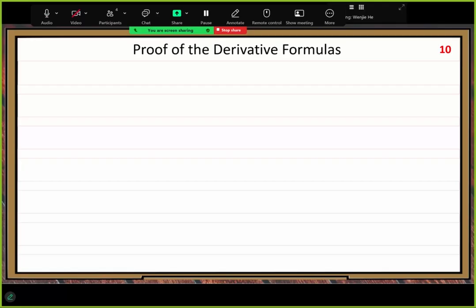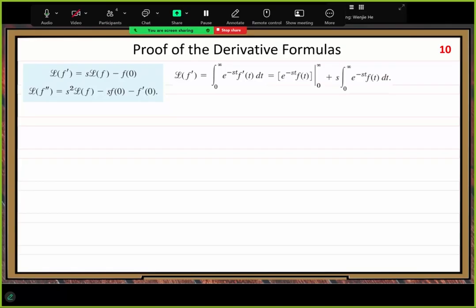All right. Proof of the derivative formula. Pretty straightforward, not very hard. Our goal is to prove these two formulas. Let's start from the definition of the Laplace transform. For the Laplace transform of f prime, we just replace the original little f function by the f prime function. Then we can do integration by parts.